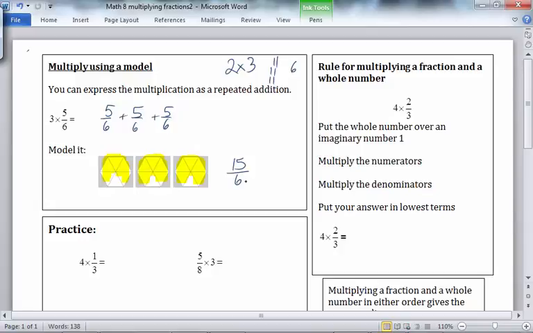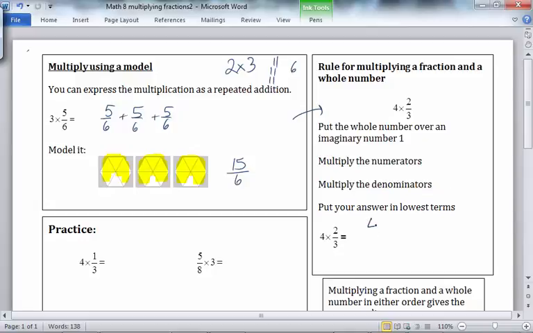Pretty cool. Now, here's the rule. If you're multiplying a whole number by a fraction, the first step is to put the whole number over an imaginary 1. Then it's kind of like back to normal. Multiply the numerators, multiply the denominators, put your answer in lowest terms.